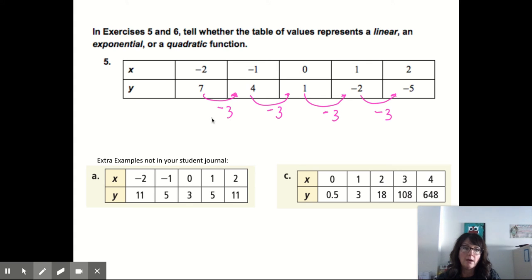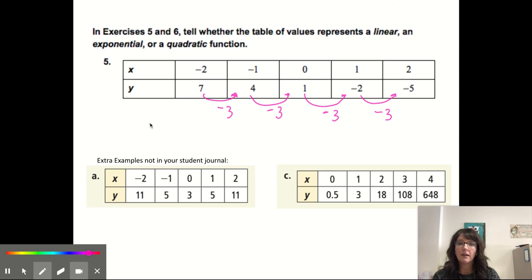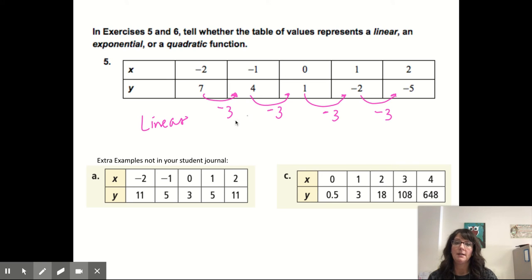We call this a constant rate of change, right? The first difference is constant. Therefore, it's linear. So number 5 is linear. All right. Again, -2 to -1, everything's going up by 1. So let's look here.